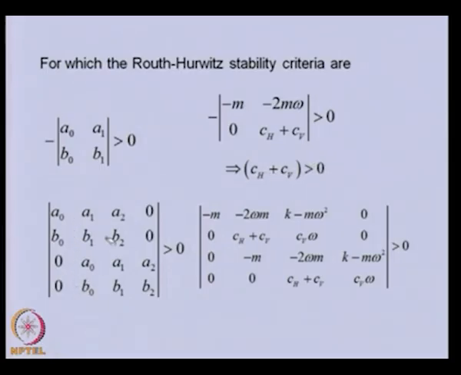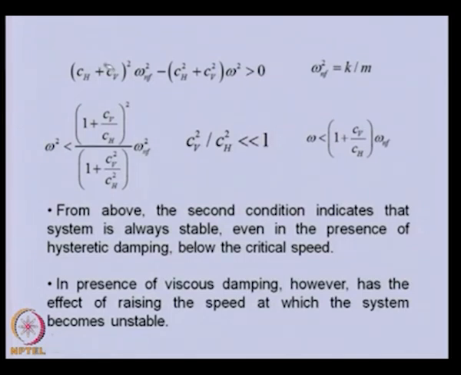The second criterion is this one. If we substitute the various coefficients and simplify, we will get an expression like this, in which we have defined omega nf square as k by m, and in turn this can be written as omega square less than this quantity. Because this ratio is generally small, this can be neglected. So if we neglect this and take the square root, the speed when it is less than this quantity will keep the system stable.